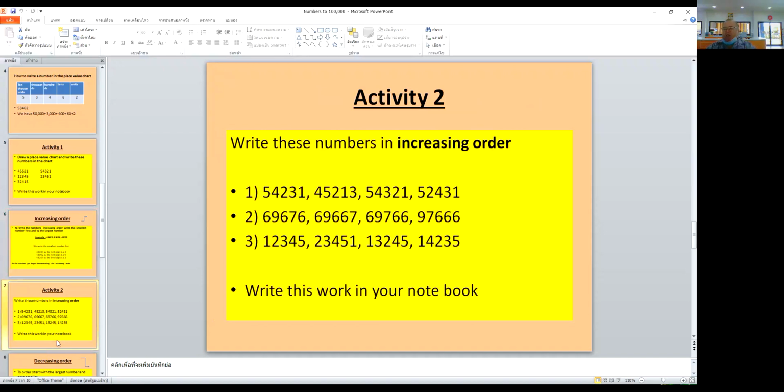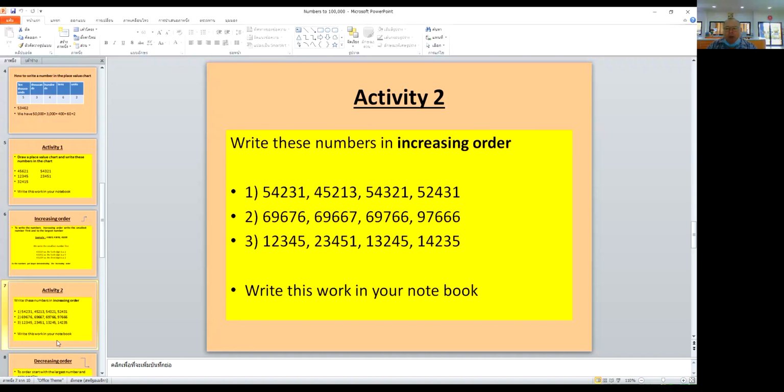We have 3 sets of numbers for you to do in your notebook again. This information will be put onto Schoolbright after this lesson. You have to put the first numbers. If you look at the first numbers, it's 54,231, 45,213, 54,321, and 54,431.